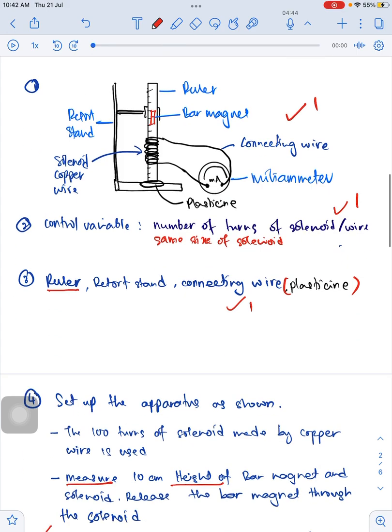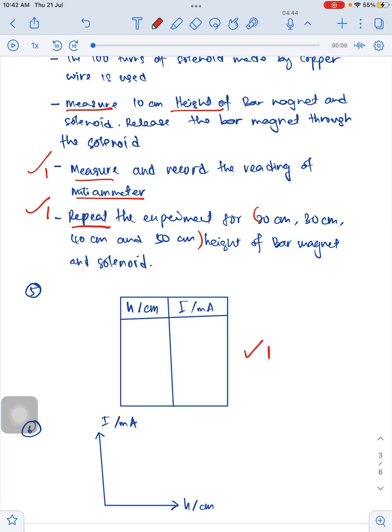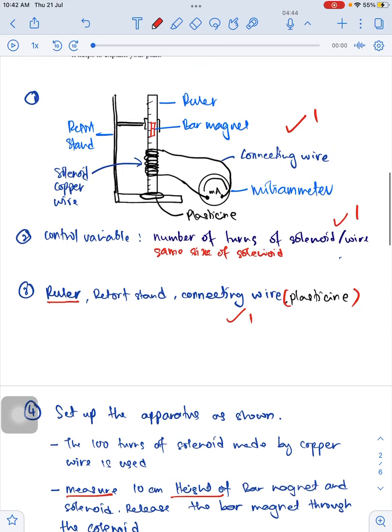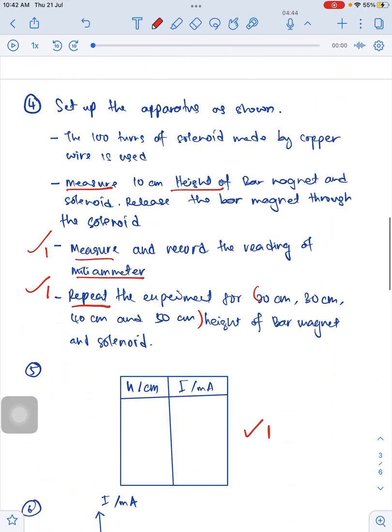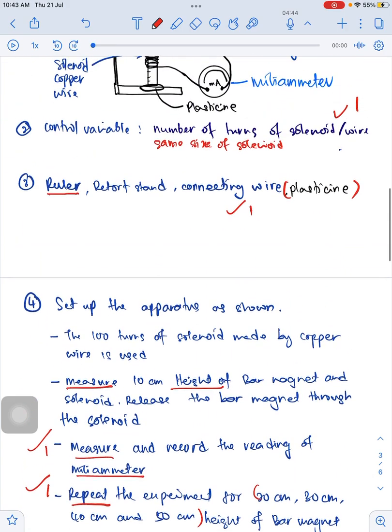Right, so we go to the next point that the question needs: draw a table to display your readings. The table has the height in centimetres and the current in milliamperes. It is compulsory for you to write the unit with the variable as well. Okay, so another 1 mark here. And then last but not least, for the conclusion, you need to draw the graph, and the graph is I against H. Alright, so 1, 2, 3, 4, 5, 6.